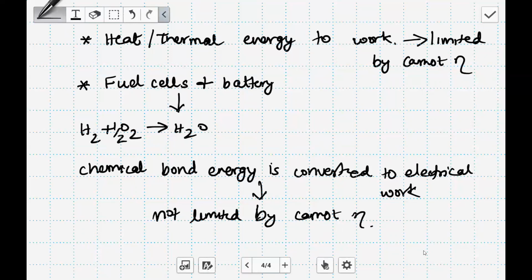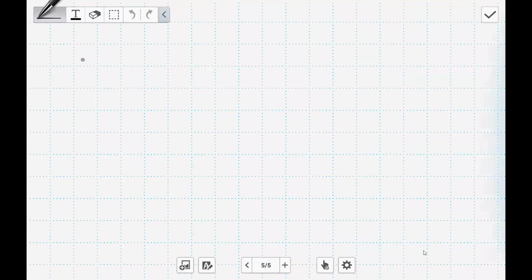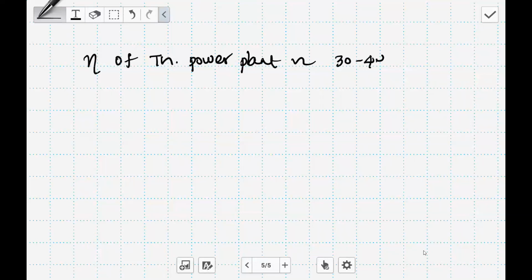If you go to an average thermal power plant, the efficiency is about 30 to 40%. However, if you have, let's say, a solid oxide fuel cell, it uses up hydrogen and oxygen to generate high temperature steam. The solid oxide fuel cell operates at very high temperature. If the high temperature steam is used for running a turbine, the combined efficiency of such a system can be above 90%. This is a very highly efficient system.